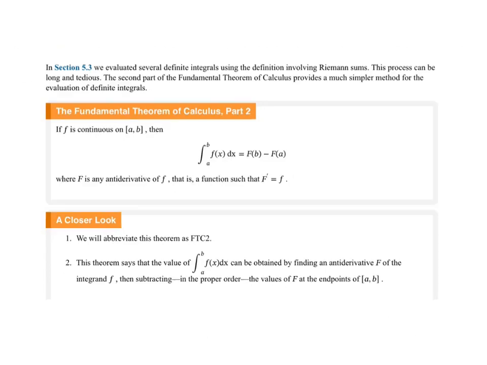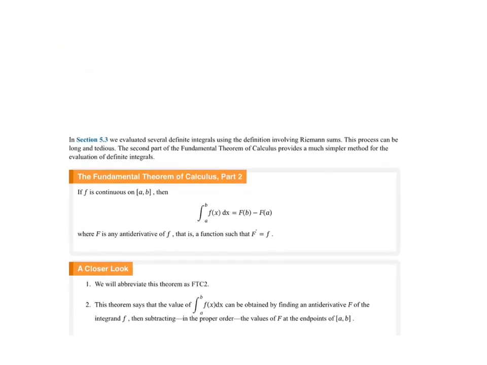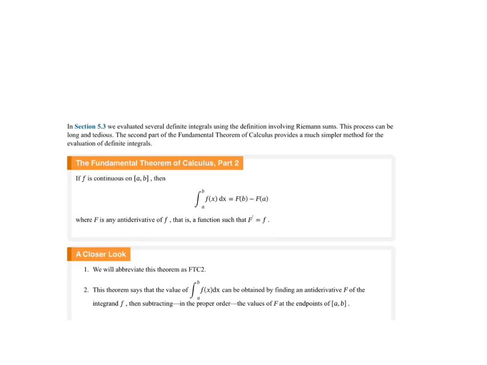Okay, so here's our next section. And to begin the next section, we start looking at the second part of the fundamental theorem of calculus. Okay, this is called the fundamental theorem of calculus part 2. It says we evaluated several different definite integrals using the definition involving Riemann sums. This process can be long and tedious, and you've felt that. It's hard to go in and chunk pieces of formula and add all of those up. The second part of the fundamental theorem of calculus provides a much simpler method for evaluation of definite integrals.